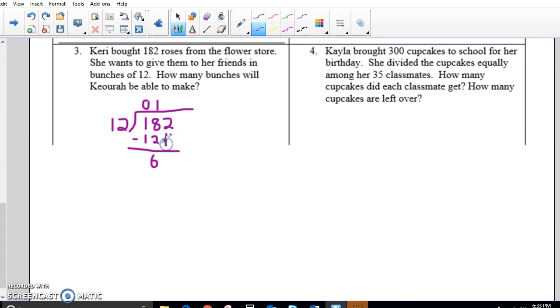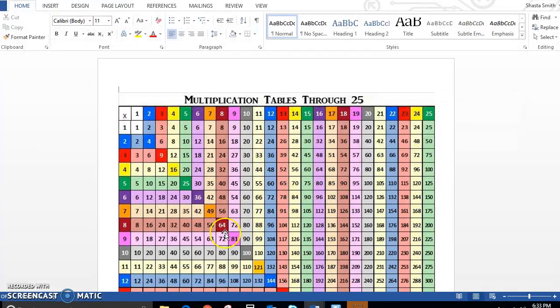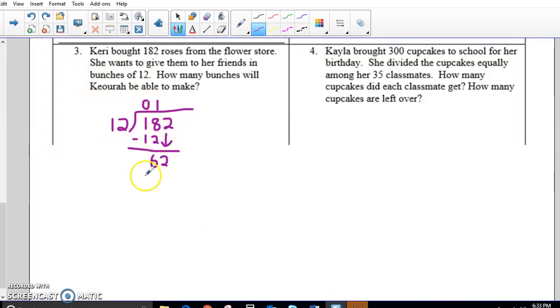I'm going to bring down that 2, and I'm going to look at my multiplication chart to see how many times 12 can fit into 62 without going over. See, with 12, I can get to 60, but 72 would go over, so I'm going to stop at 60. And 12 times 5 is 60. And I have 2 left over.